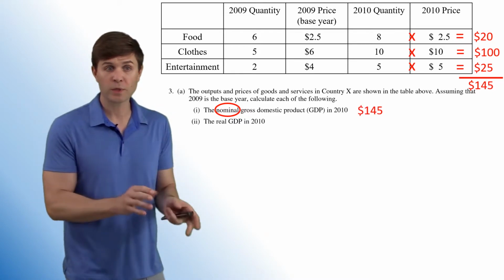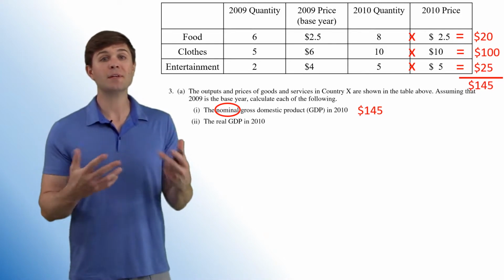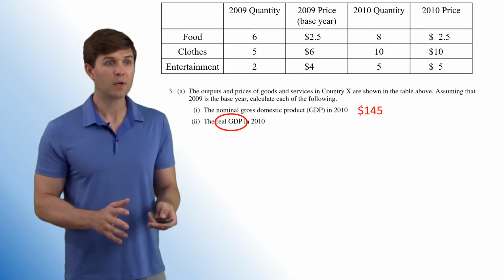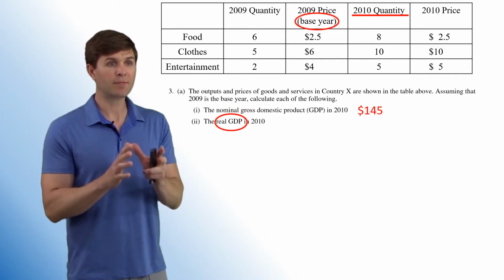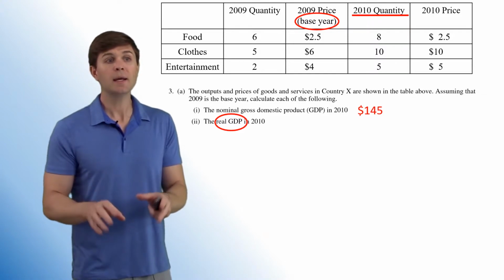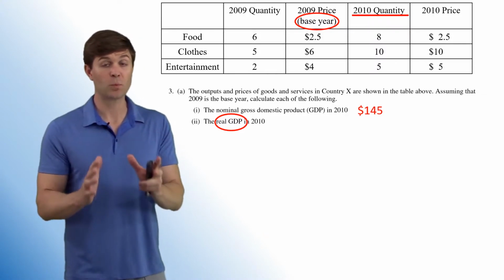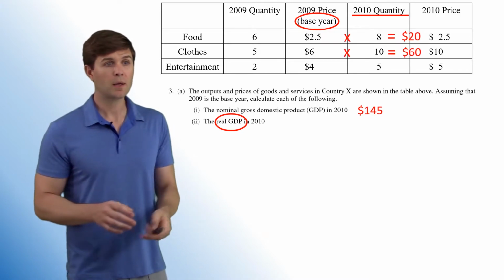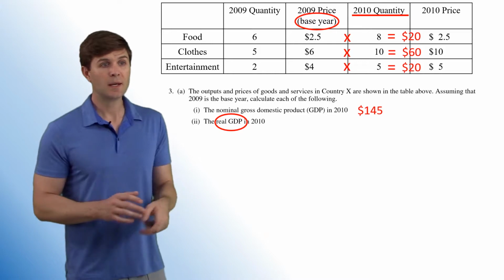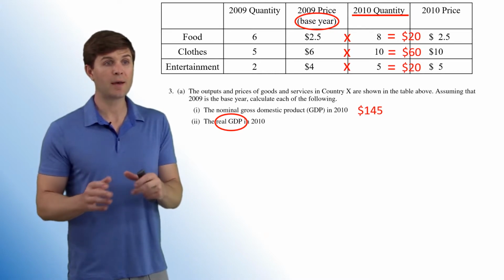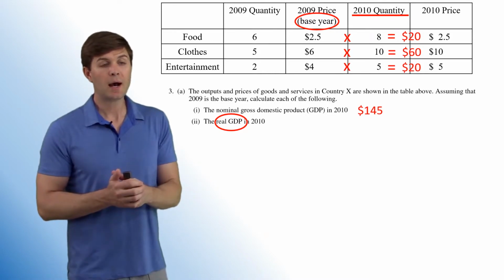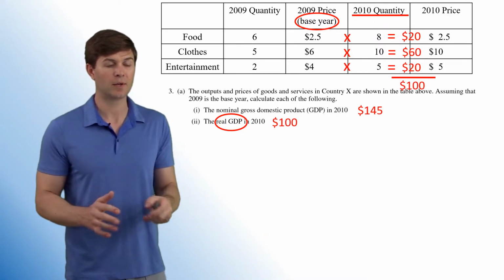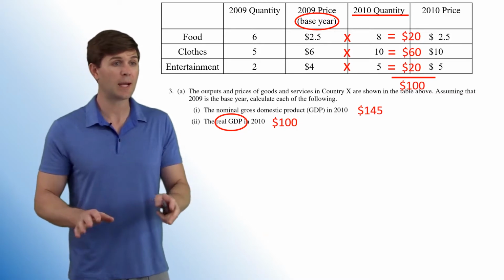Now, we want the real GDP from 2010. Now, they haven't given us any deflator to use, so we're going to have to use the prices from the base year. So real GDP, we need to identify the base year, which is 2009, and then we're going to use the quantities from 2010 because we want the real GDP from 2010. So 250 times 8 is 20, $6 times 10 is 60, and $4 times 5 of the entertainment units are $20. So our total here is $100. Our real GDP from 2010 is $100. All right, that's it for question A.